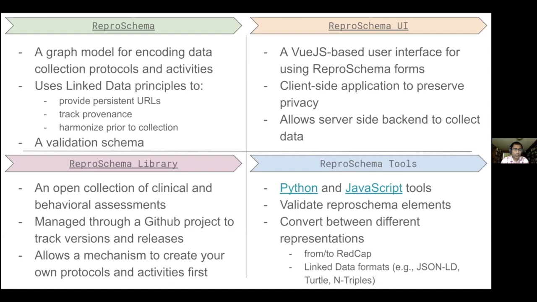Okay, so moving on, I'll go counterclockwise to the ReproSchema library. This is an open collection of clinical and behavioral assessments. These are form-based assessments, together with a collection of items around demographics, which are fairly common to ask across various projects. We manage the library through a GitHub project to track versions and releases. And we provide a mechanism to create your own protocols and activities first. If you then think that this might be a good thing to contribute back to the ReproSchema library, you can move over some of the activities to the library.